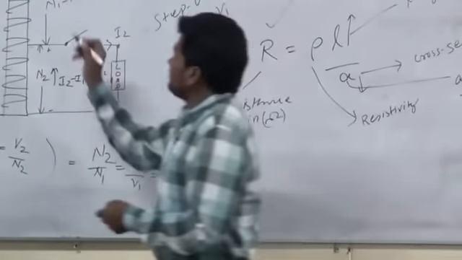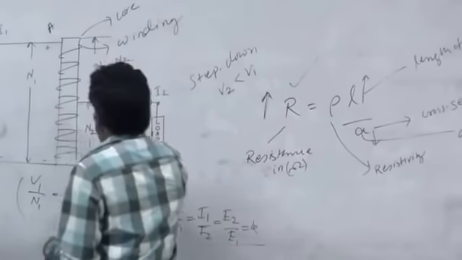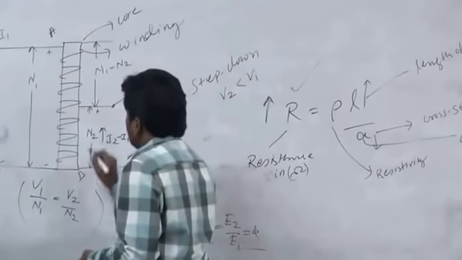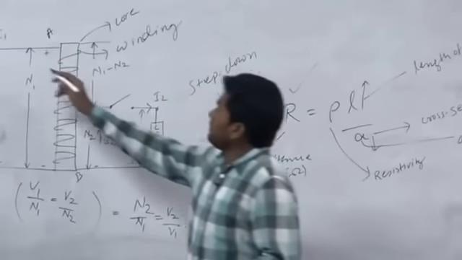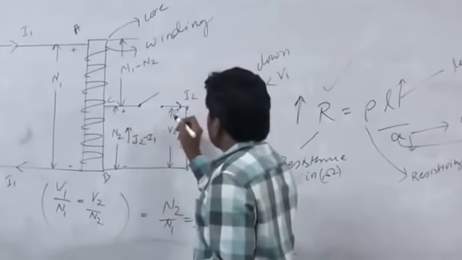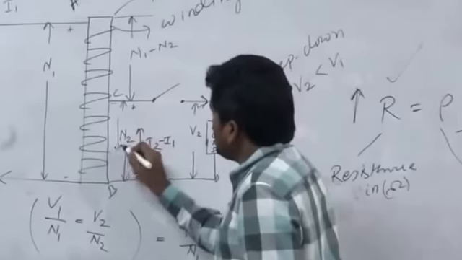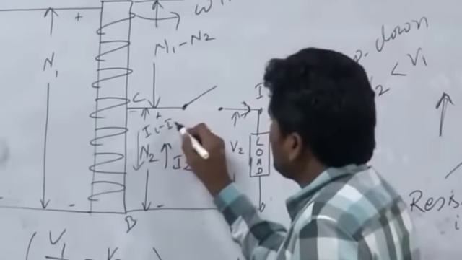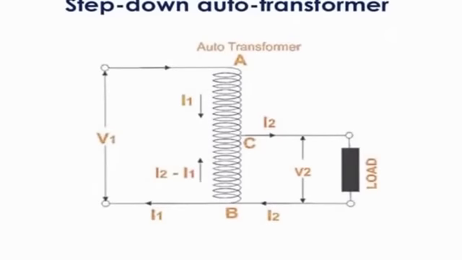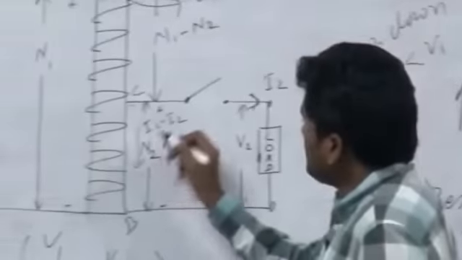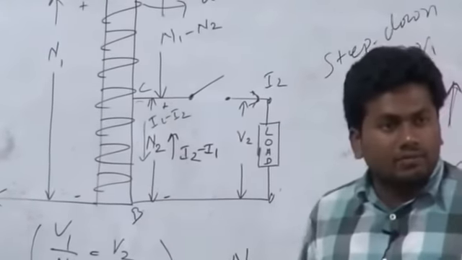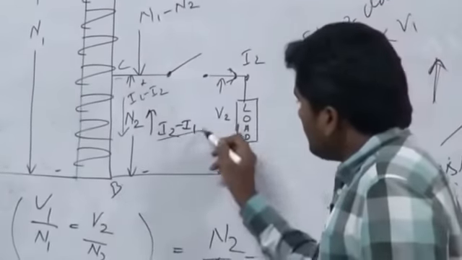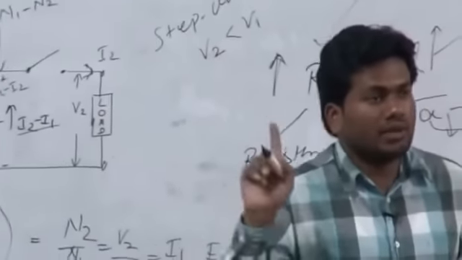For example, this is A, this is B, and this is C. If current I1 is there, and this is I2, what is the current flowing in this direction? I1 minus I2. Yes or no? So which one is positive? This one is positive, this one is negative. Now the current is fully divided. How I2 minus I1 is flowing, that we have to find out here.